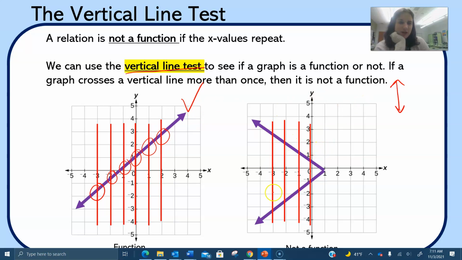In the second one, you draw a bunch of vertical lines and you'll see that it touches the graph more than once. So one vertical line is touching the graph twice. So that's why this one is not a function. If you look, it's like -3 right here, I would have two values that have a -3. I would have a -3 up here and a -3 down here. So that's why it's not a function.